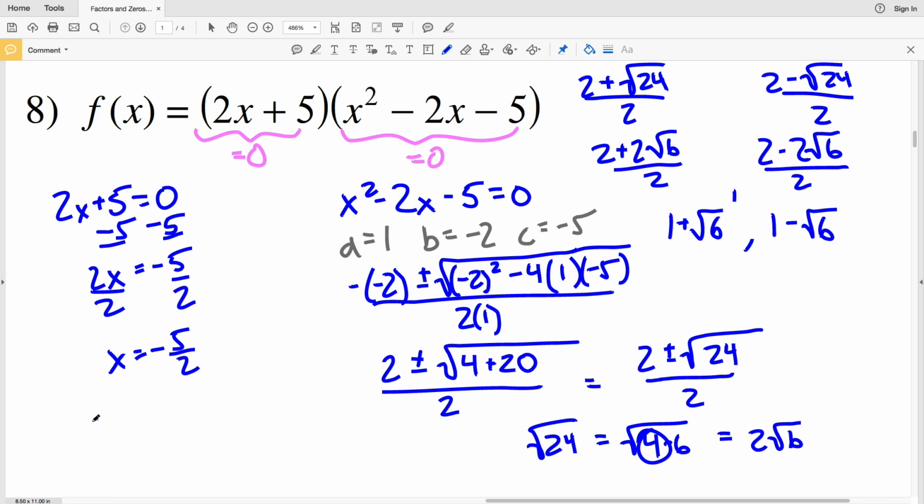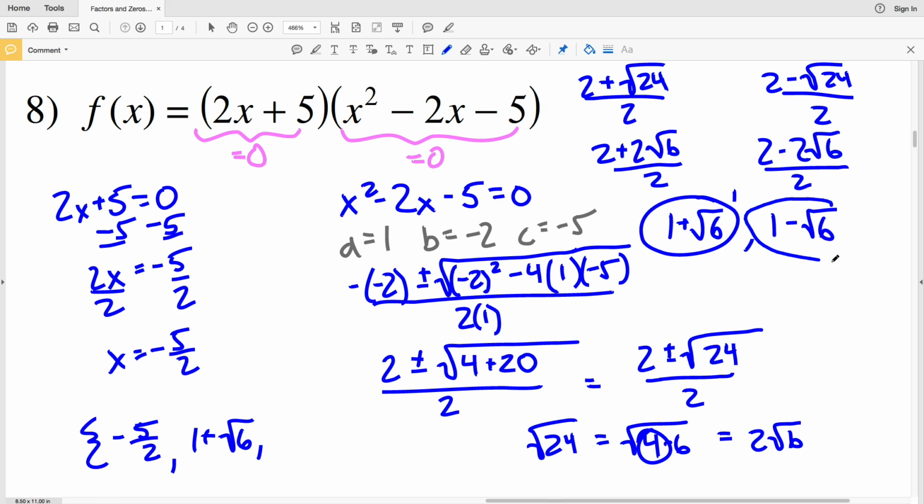So now I can write each of my solutions. Negative 5 halves, 1 plus the square root of 6, and 1 minus the square root of 6.